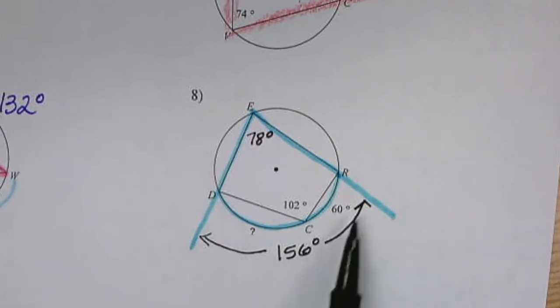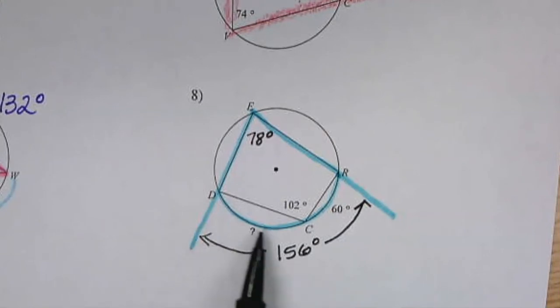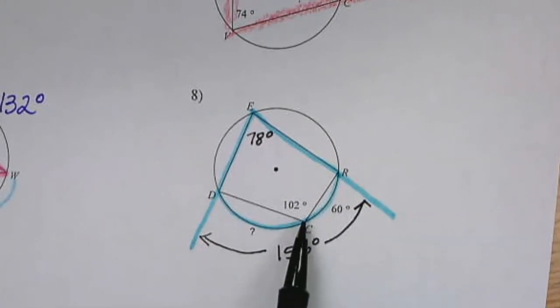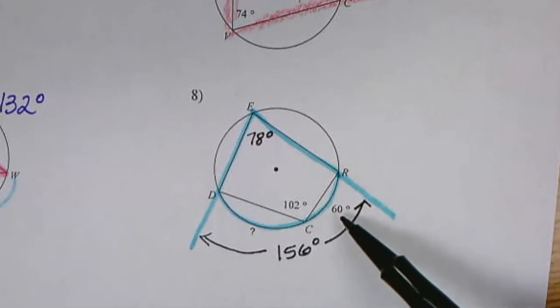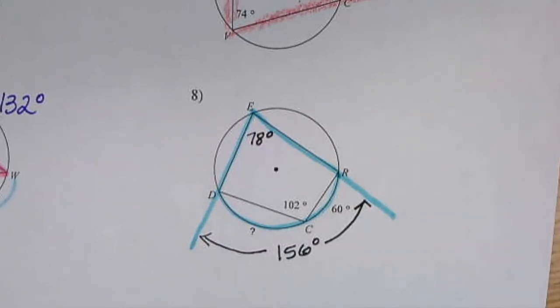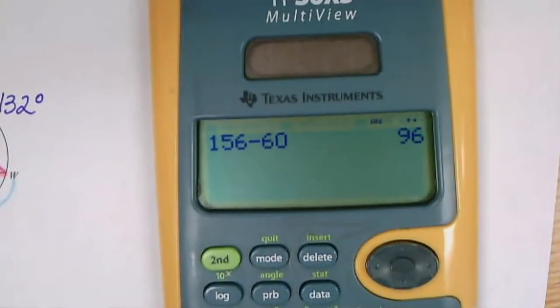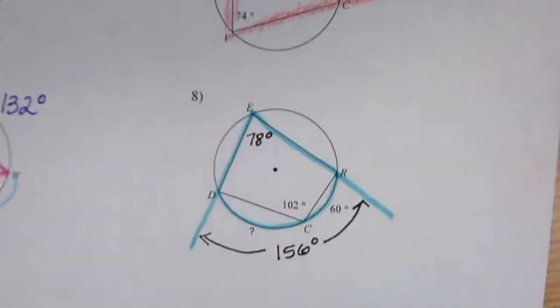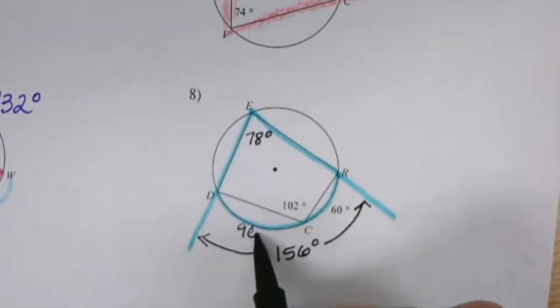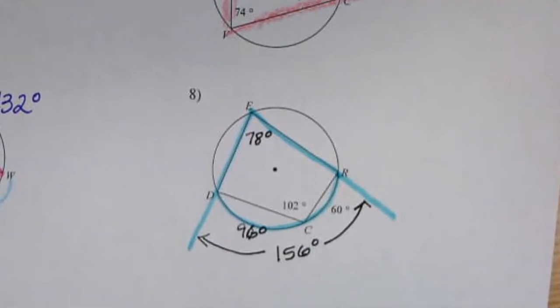And this whole part, 156, is the question mark plus 60. In other words, the missing arc DC, plus 60 gives me 156. So I'm going to subtract the 60 from the 156, and I'll have my answer. 156 minus 60 gives me 96 degrees. And so this is 96 degrees. Please forgive the bell again.